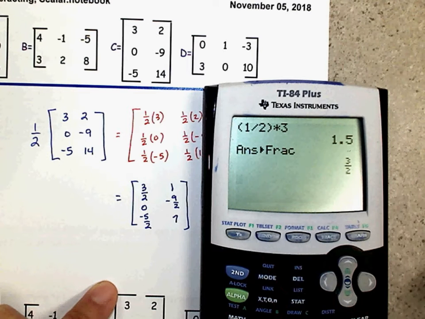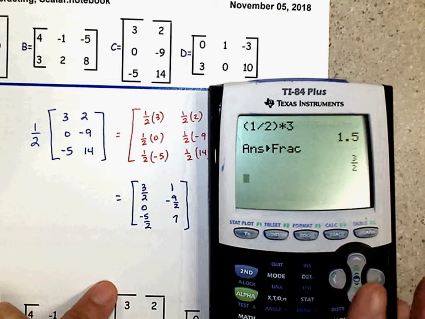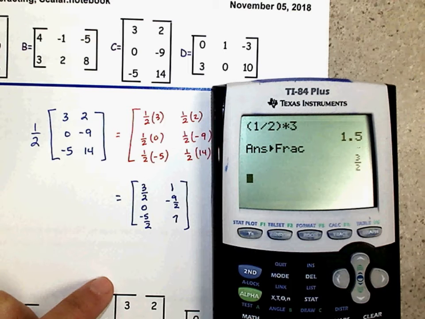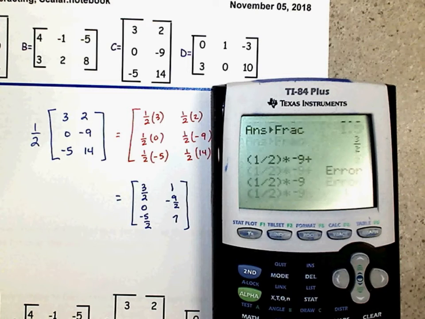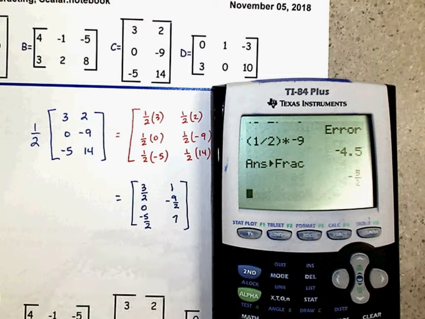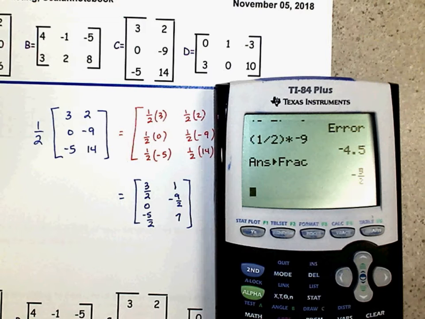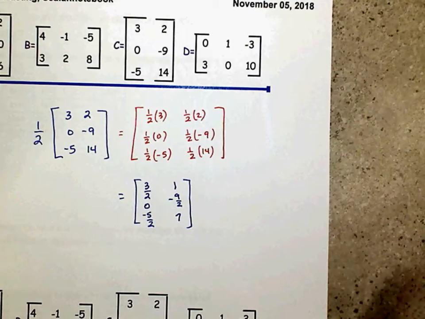Let's do one that's a negative 9. So parentheses 1 divided by 2 times negative 9. Oops, I had a plus, sorry. 1/2 times negative 9. Math frac. See how that changes that for you? That's really all you have to do. Just put parentheses around your fractions. So there's your solution for that one.